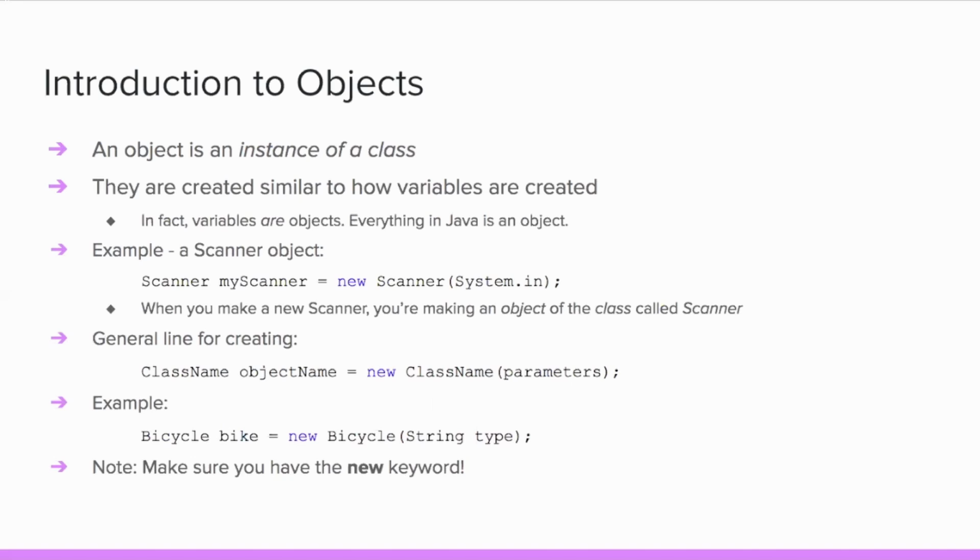The general syntax for creating an object is to first declare the class name, object name, the new keyword, and the class name with parameters. Note that classes are not limited to integers, scanners, and strings. In our next example, we're creating a bike object of the Bicycle class. Also, make sure you have the new keyword.